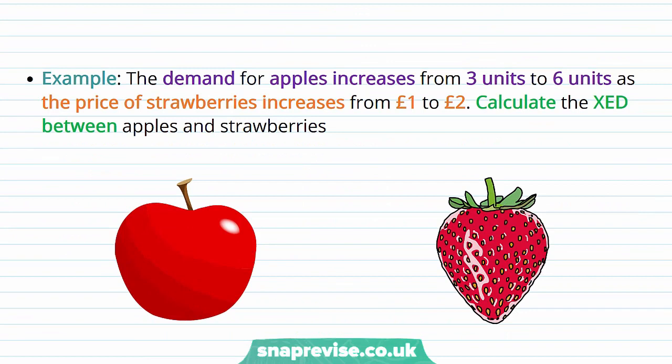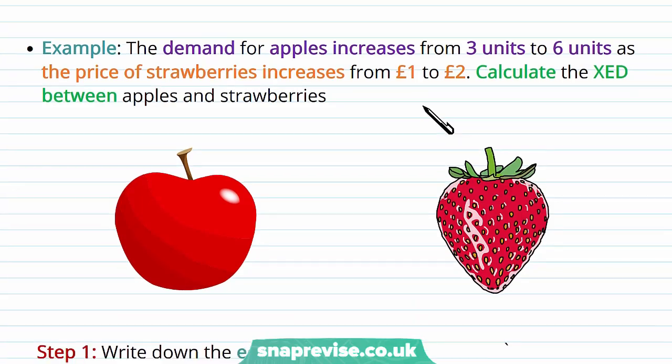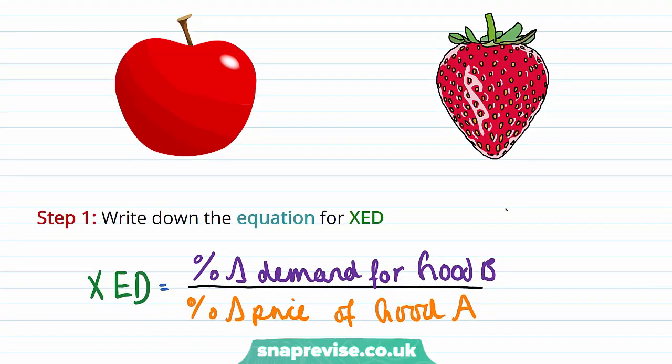Let's use an example using raw numbers this time. The demand for apples increases from 3 units to 6 units as the price of strawberries increases from £1 to £2. Let's calculate the XED of this. Our first step is writing down the equation for the XED, which is the percentage change in demand for good B over the percentage change in price of good A. In this case, our good A is going to be strawberries and our good B is going to be apples, because good B is about quantity and good A is about price.